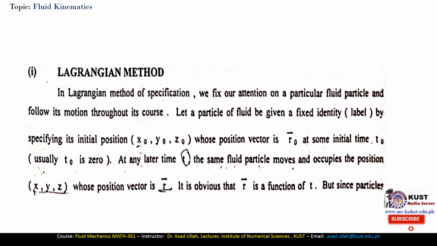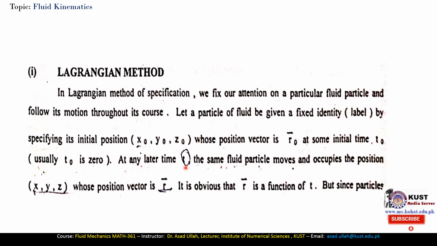Now, what is the Lagrangian method? What is the Lagrangian method of specification for fluid flow? In the Lagrangian method of specification, we fix our attention on a particular fluid particle and follow its motion throughout its course. Suppose that we label the fluid particle by identifying its initial position by x naught, y naught and z naught. At this point, assume that its position vector is r naught and the time t is denoted by t naught, which is normally equal to 0.